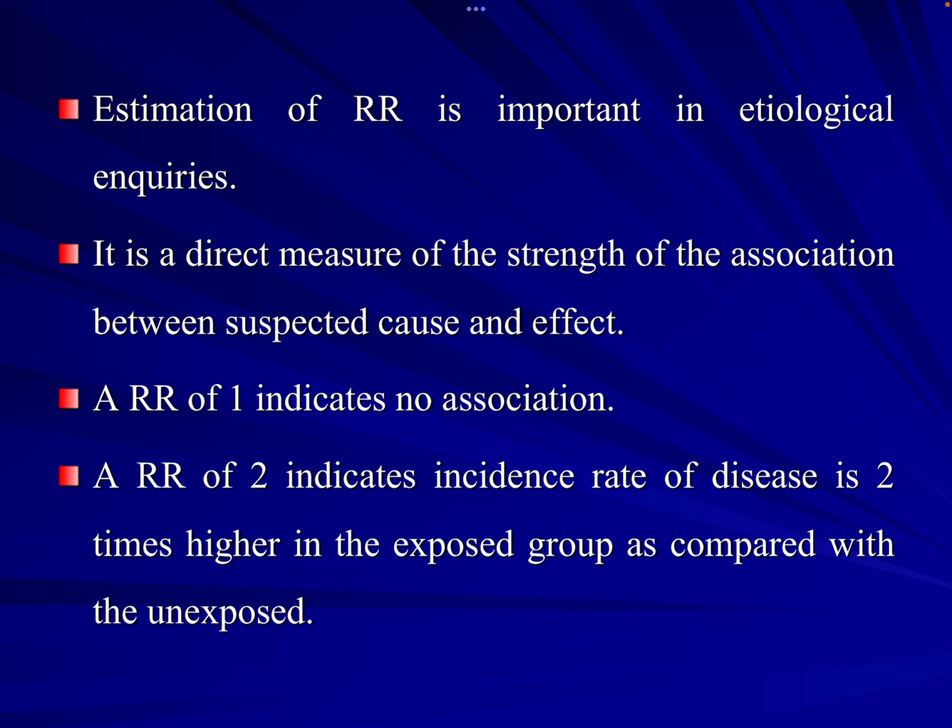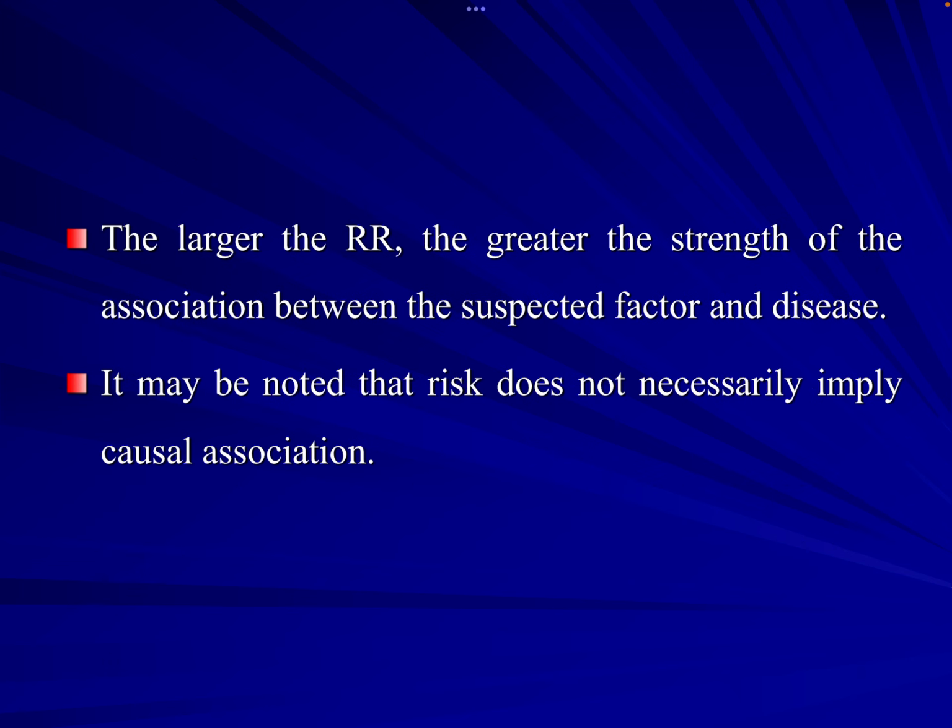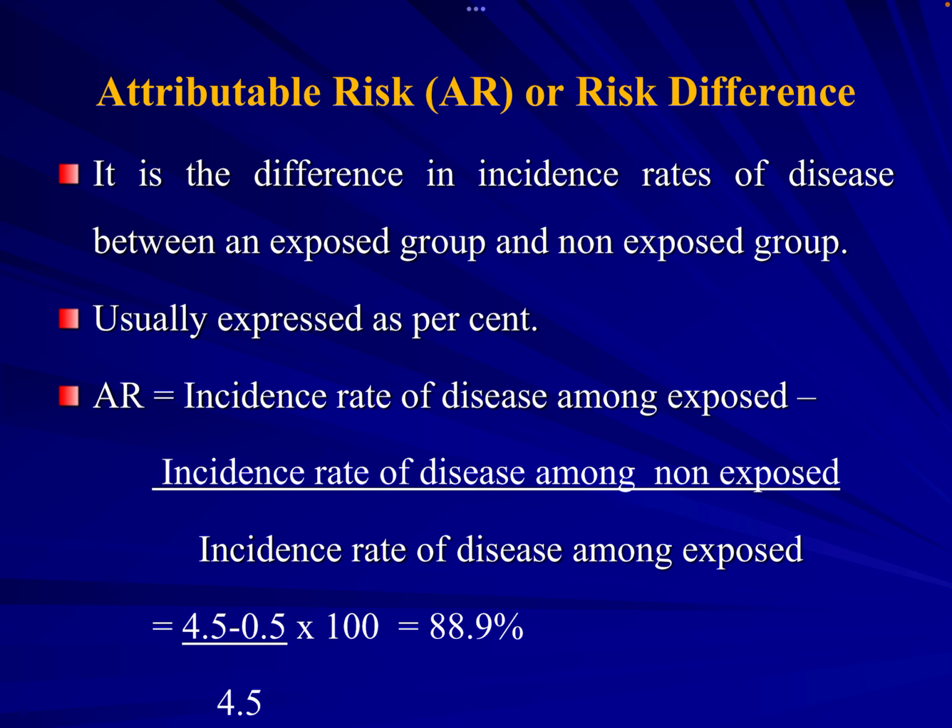Estimation of relative risk is important in etiological inquiries. It is a direct measure of the strength of association between suspected cause and effect. A relative risk of 1 indicates no association. A relative risk of 2 indicates incidence rate of disease is 2 times higher in the exposed group as compared with the unexposed. The larger the relative risk, the greater the strength of the association between the suspected factor and the disease. It may be noted that risk does not necessarily imply causal association.